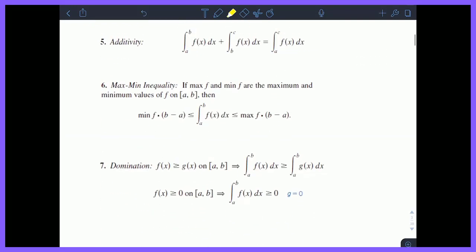A couple more important ones. Additivity: if you integrate from a to b of f of x dx and you add the integral from b to c of f of x dx, it's really just integrating from a to c. Notice we ended the first one at b and we picked up the second one at b, so we haven't changed the value.